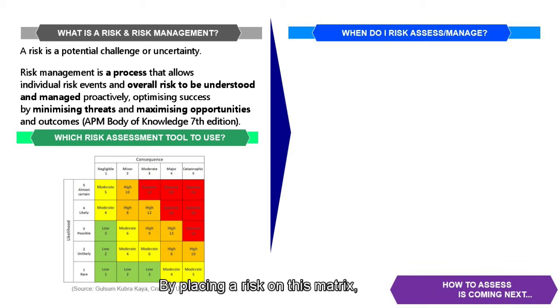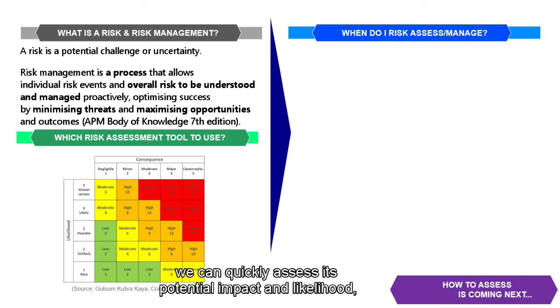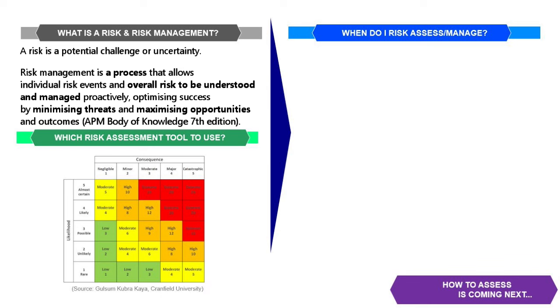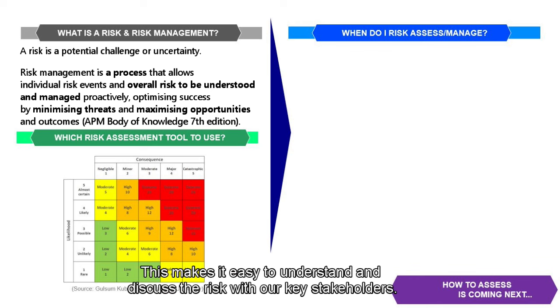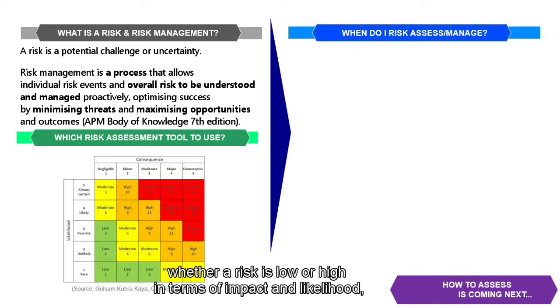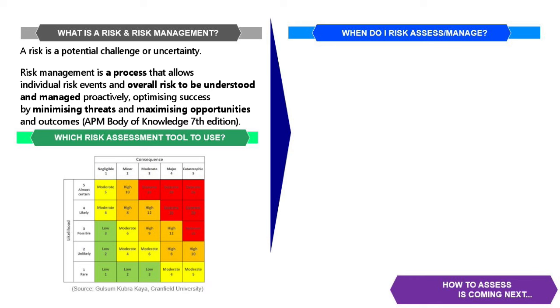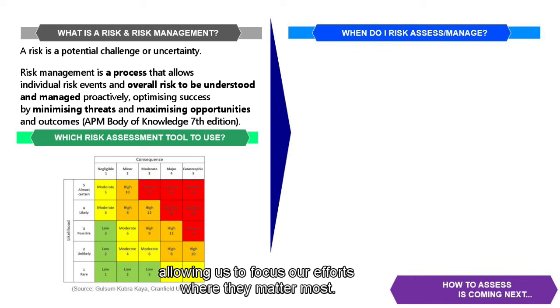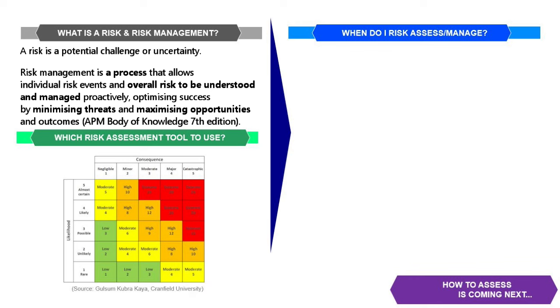By placing a risk on this matrix, we can quickly assess its potential impact and likelihood, both rated from 1 to 5. This makes it easy to understand and discuss the risk with our key stakeholders. The matrix also helps us see at one glance whether a risk is low or high in terms of impact and likelihood, allowing us to focus our efforts where they matter most.